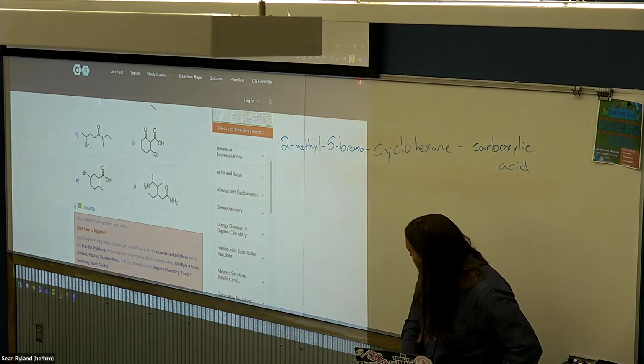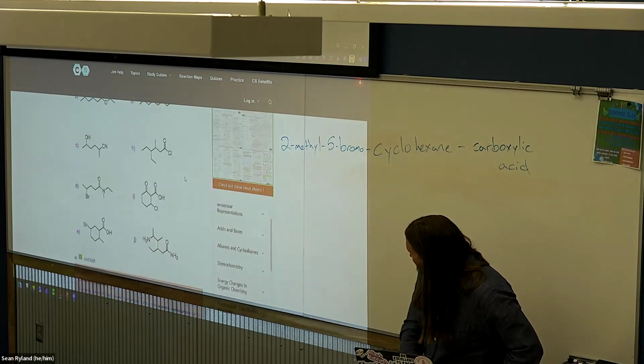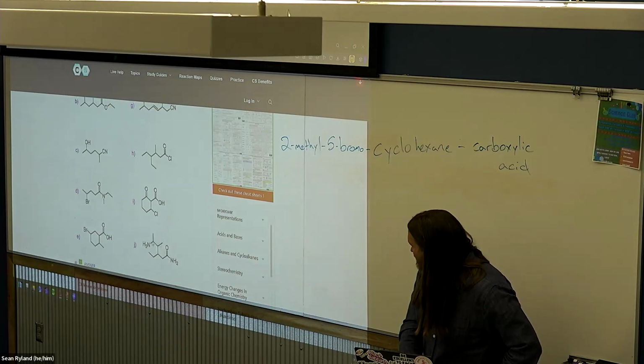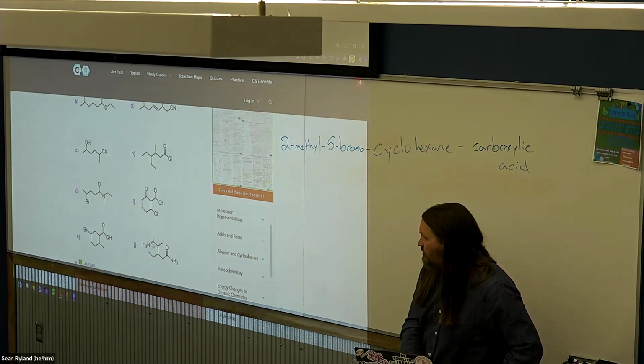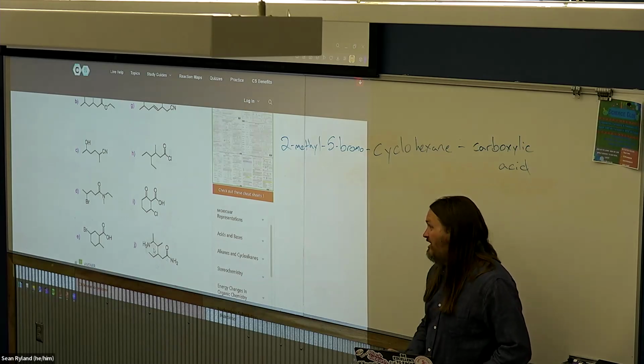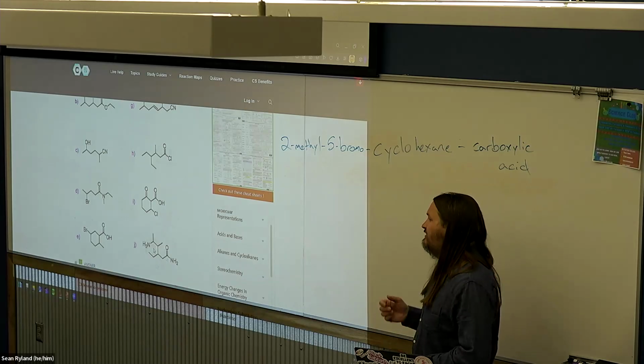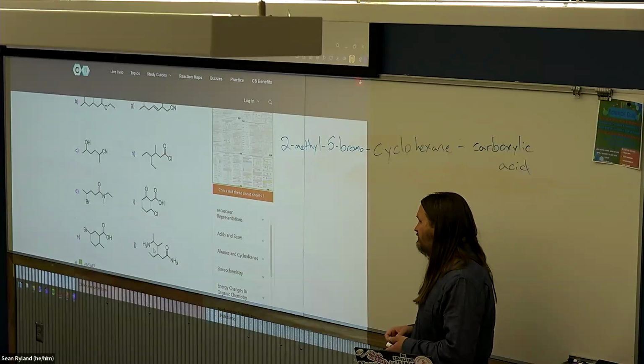Let's see if there are any more that are worth it. We haven't talked about amines yet, so we're going to ignore that one. Amines are just when you have a nitrogen attached to a carbon that's not next to a carbonyl. So this is an amine right here. The prefix is just amino. So an amino acid is literally a carboxylic acid that has an amine.